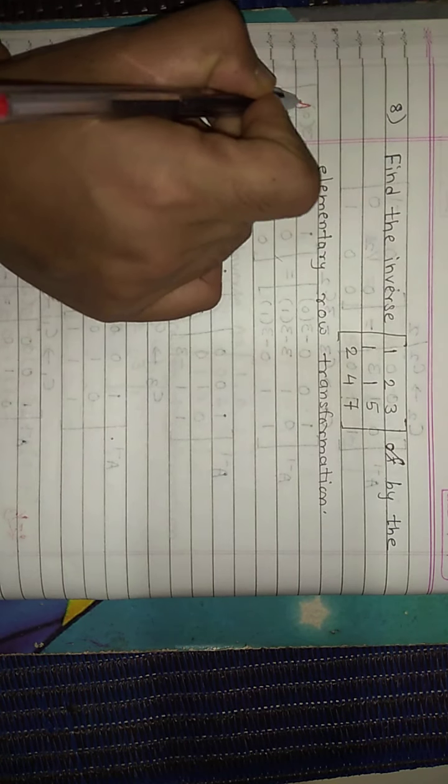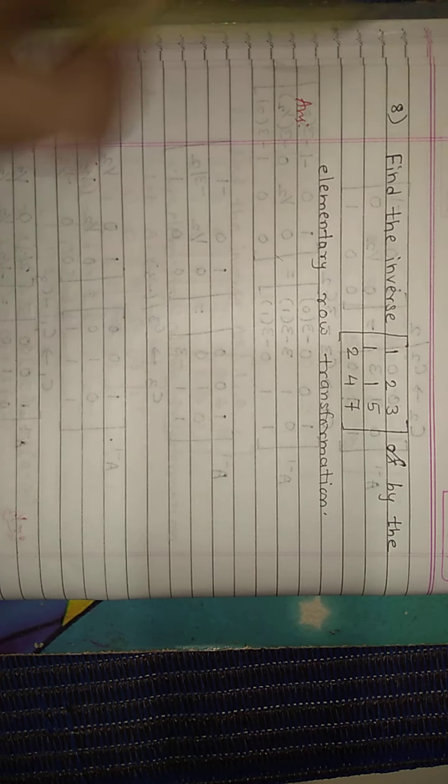Next question, question number 8. Find A inverse of 1, 2, 3, 1, 1, 5, 2, 4, 7 by the elementary row transformation. For the row transformation, we have to first check whether it is invertible or not. Invertible means A inverse we have to find out first.